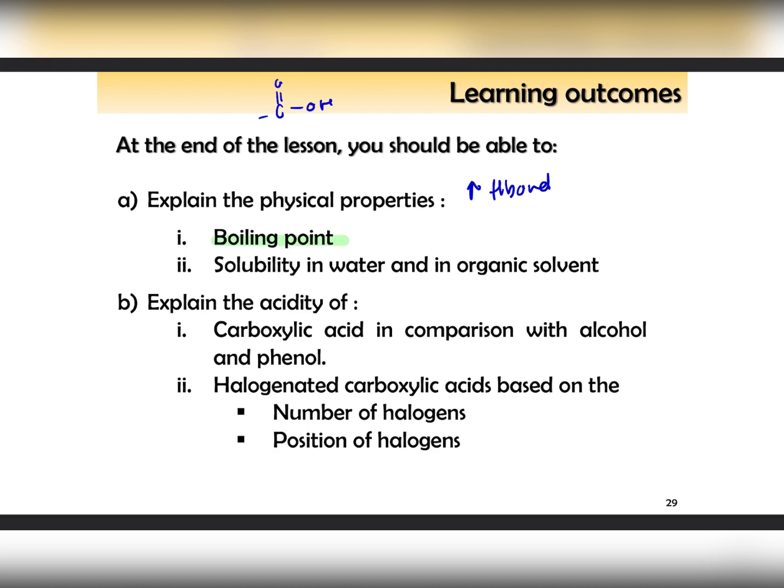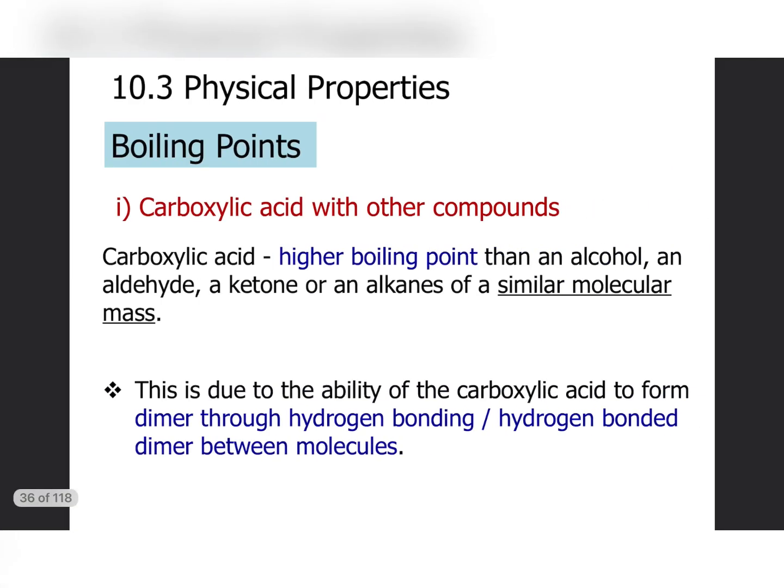And next kita ada solubility in water and also in organic solvent. Okay, so solubility in water is the ability for the molecule to form hydrogen bond with water molecule. And kalau untuk boiling point tadi, dia adalah intermolecular forces between molecule ataupun between the compound. And next kita akan tengok acidity. So kita akan compare the acidity of carboxylic acid with other alcohol ataupun phenol. So kita akan tengok in detail later. Kita tengok the first one.